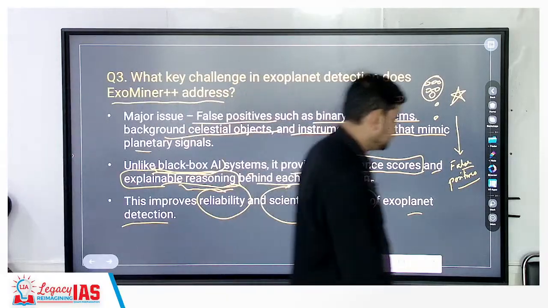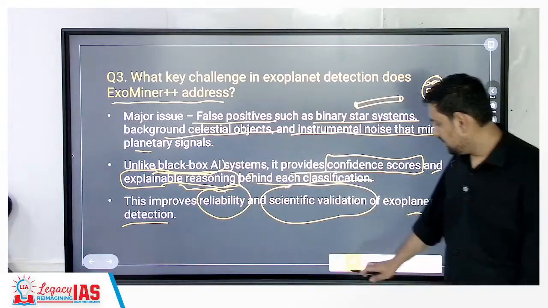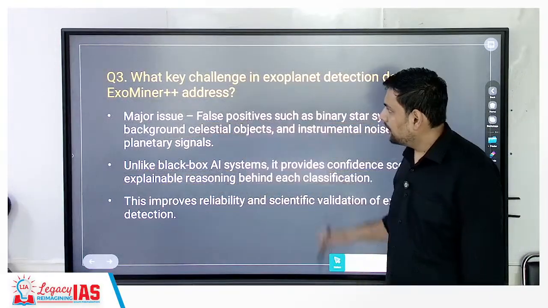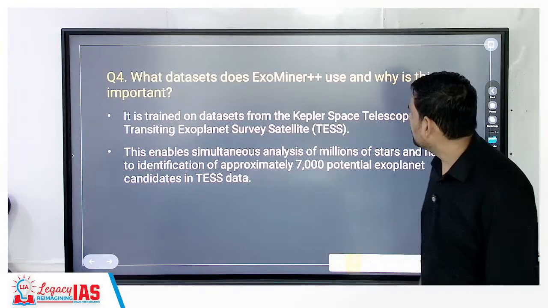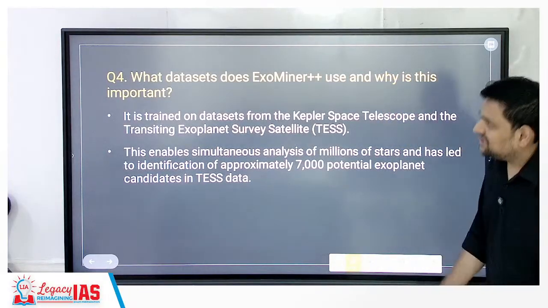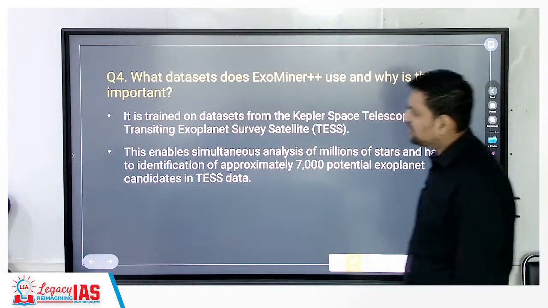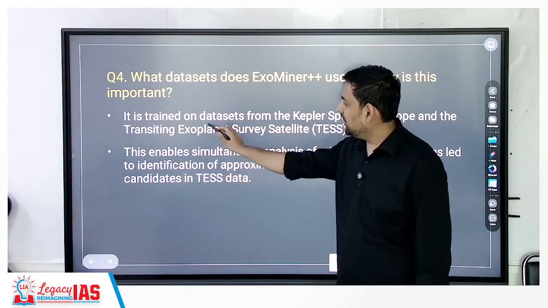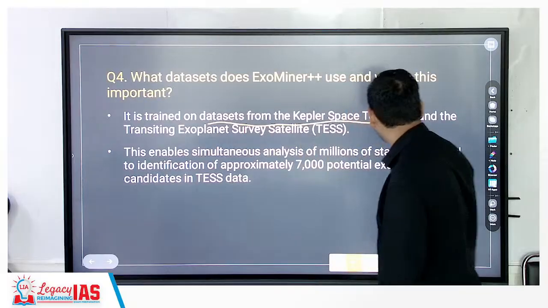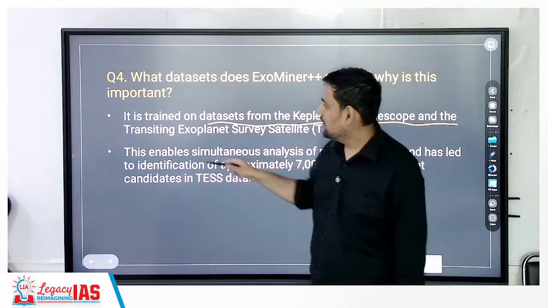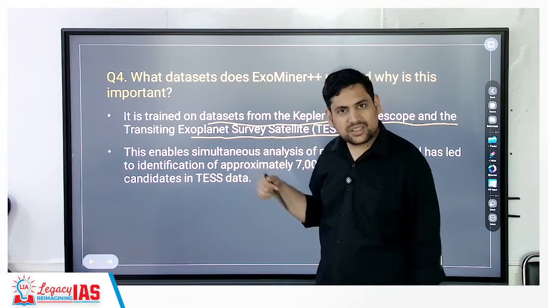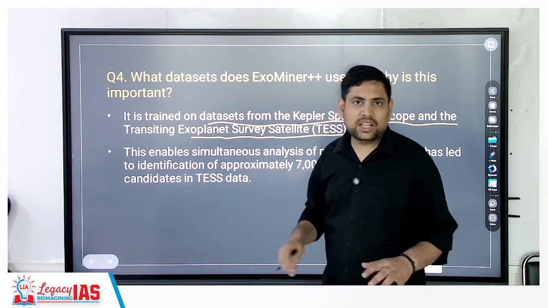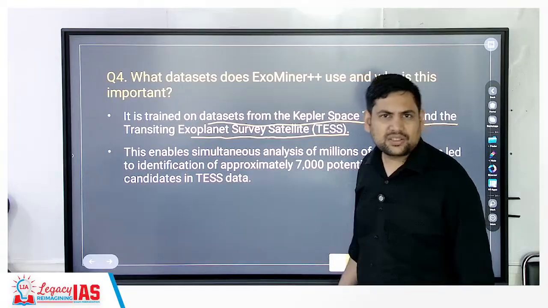Now, next, what datasets does ExoMiner+ use, and why is this important? What data does it use? So basically it is trained on databases from the Kepler Space Telescope and the Transiting Exoplanet Survey Satellite. So these are the two things it is trained on. Based on this data, it is able to analyze other kinds of data and everything.